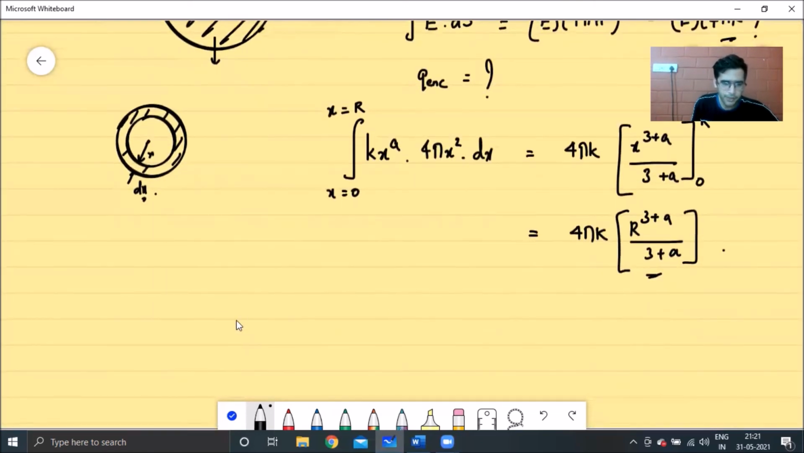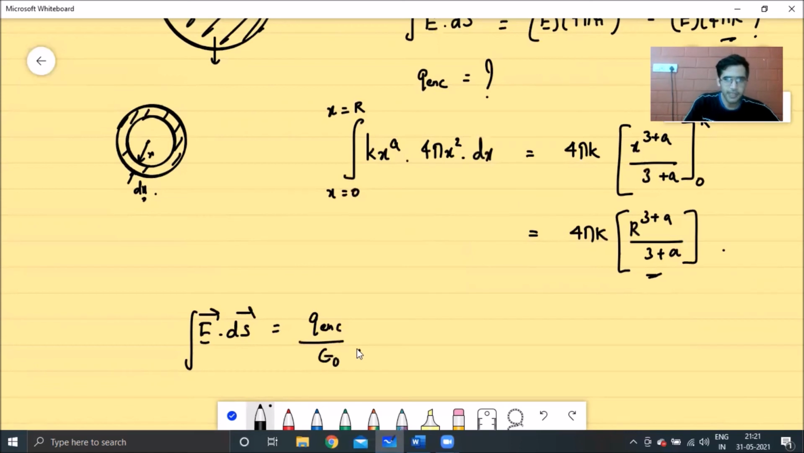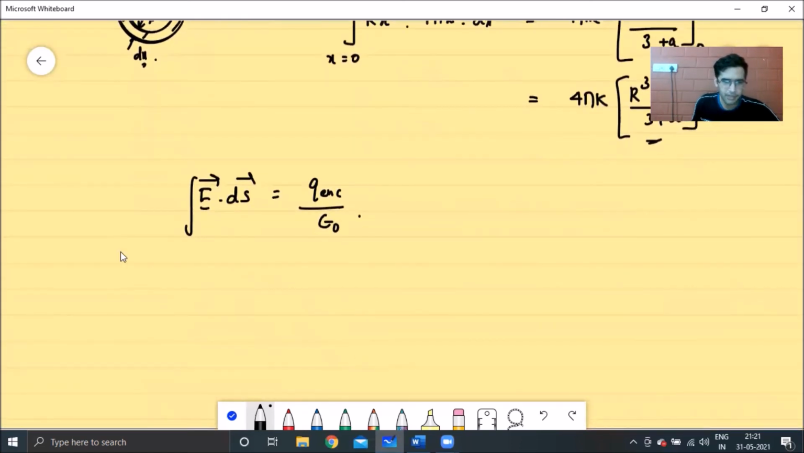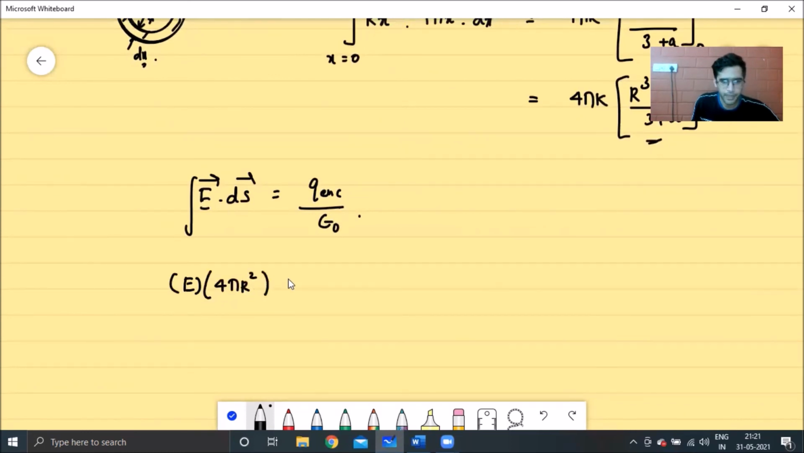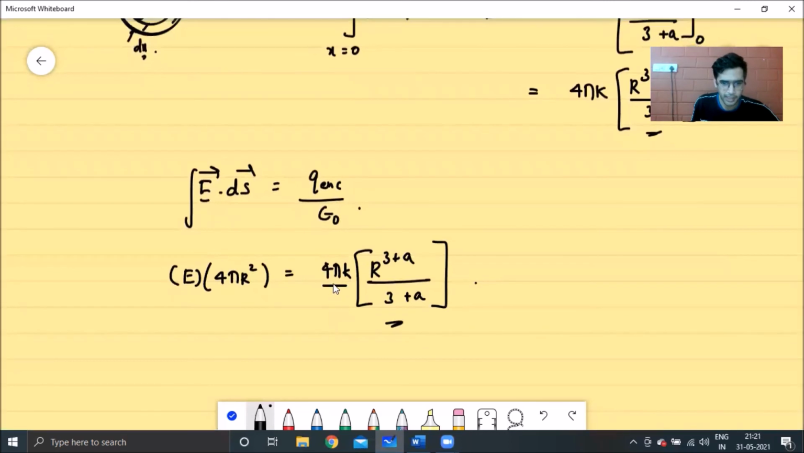Okay. Now applying Gauss law over here, what will be your formula which you'll be using? So integral E bar dot ds bar should be equal to charge enclosed divided by epsilon naught. And what's our integral E bar dot ds bar over here? We calculated that to be equal to E into 4 pi capital R squared. That will now be equal to, what is our charge enclosed? Our charge enclosed was 4 pi k of r bar 3 plus a by 3 plus a. And that divided by epsilon naught again, divided by epsilon naught.